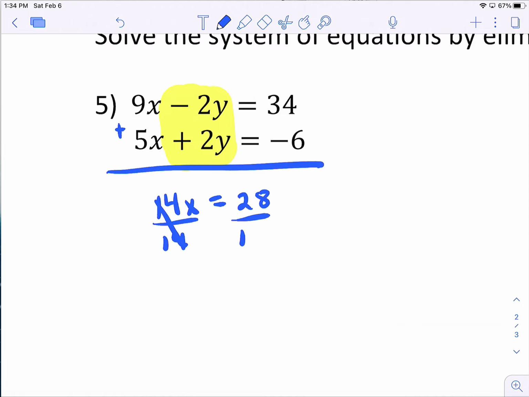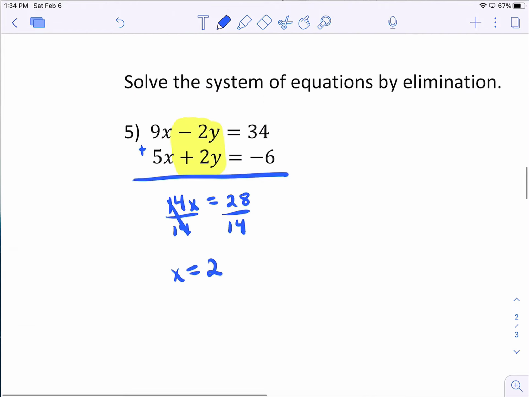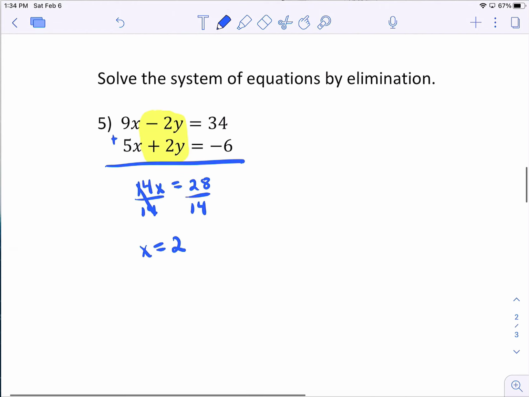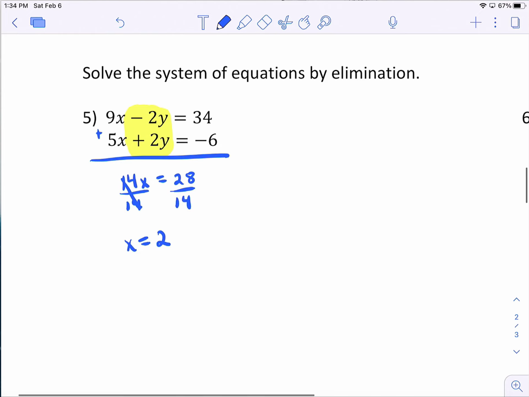And here's why I like elimination. Finding my first variable was super quick, right? Unlike some of those other ones. Now, finding the second variable takes just a little more time, but really it's not too bad. I'm going to use the top equation, even though I really don't think either one of these is easier than the other.